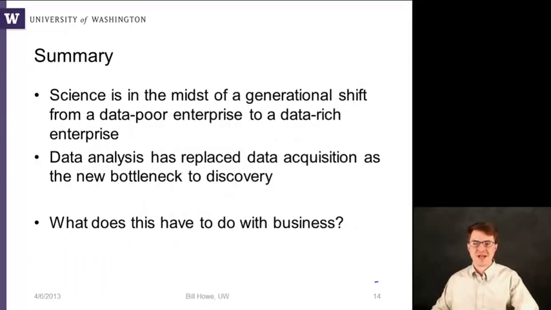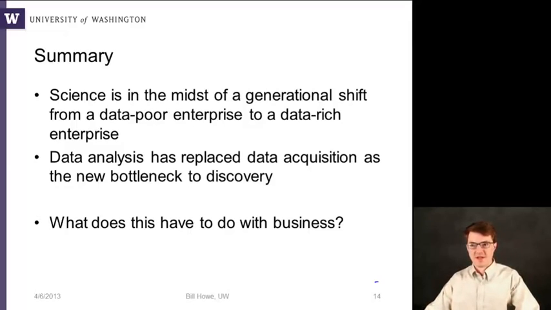So to summarize here, science is in the midst of a generational shift from a data-poor enterprise where there's never enough data, to a data-rich enterprise where there's so much of it you don't know what to do with it. And as a result, data analysis has replaced data acquisition as the new bottleneck to discovery, right? So it's not the cost of going out and getting the data, it's the cost of actually analyzing the data you might already have. So this is fine, but what does this have to do with business, which is probably where a lot of you are coming from and where your interests lie?